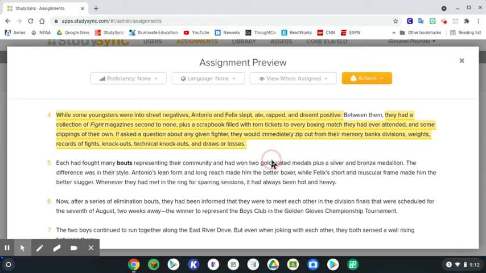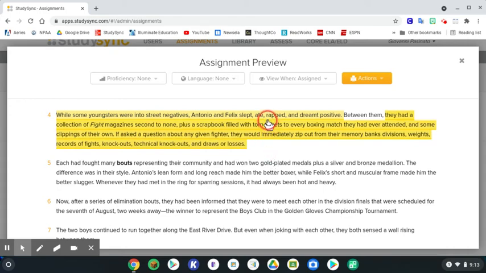So in 4, while some youngsters were into street negatives, Antonio and Felix slept, ate, rapped, and dreamt positive. Between them, they had a collection of fight magazines, second to none, plus a scrapbook filled with torn tickets to every boxing match they had ever attended, and some clippings of their own. If asked a question about any given fighter, they would immediately zip out from their memory banks divisions, weights, records of fights, knockouts, technical knockouts, and draws or losses.